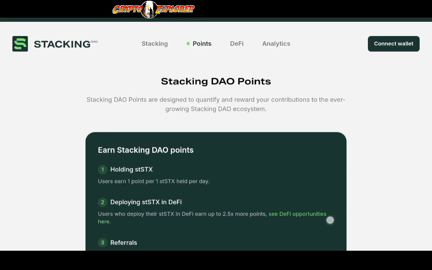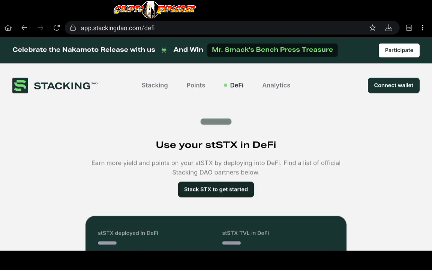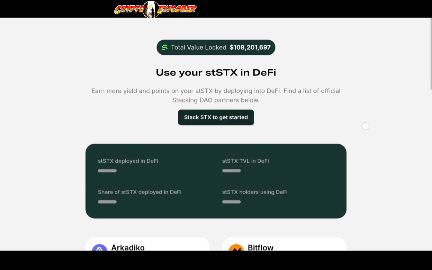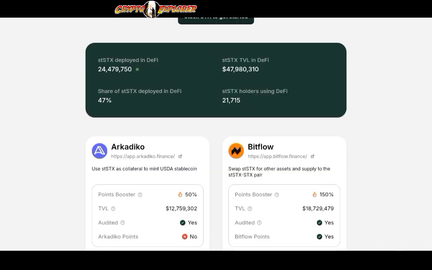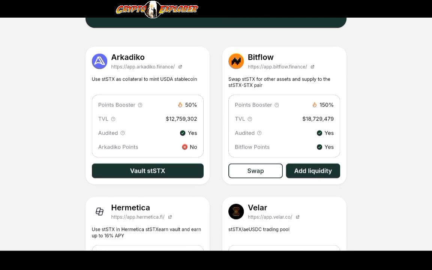The DeFi opportunities that you can use stSTX in are available here. You can click the DeFi tab and see all the protocols they are integrated with. So most of the more prominent protocols on Stacks will be listed here. Plenty of options to use stSTX, for example, as collateral with Arkadiko. You use it to mint a stablecoin, USDA.